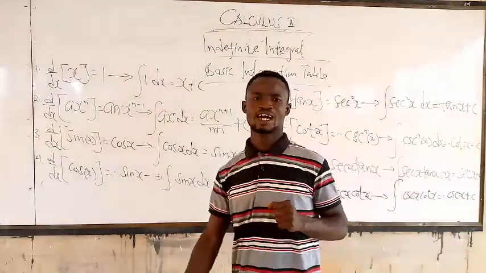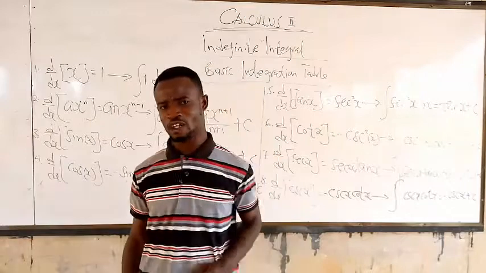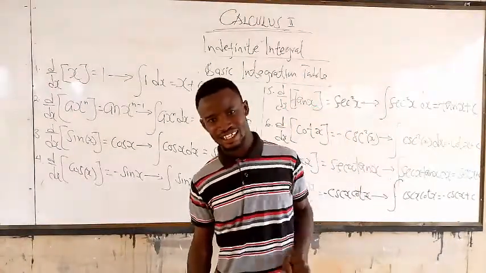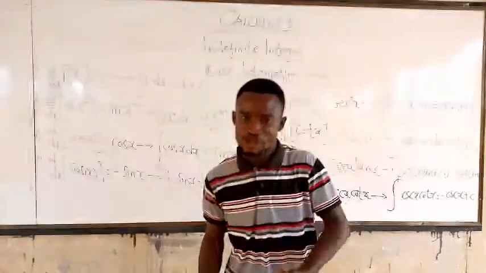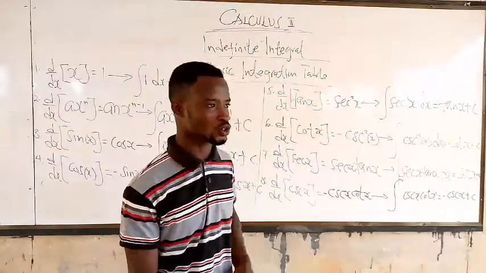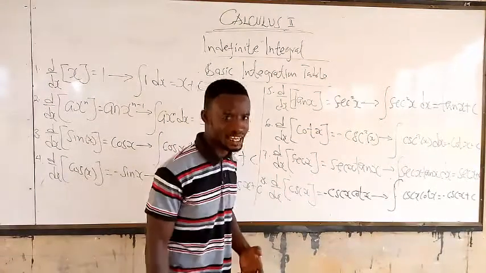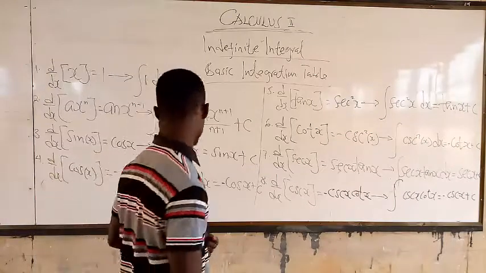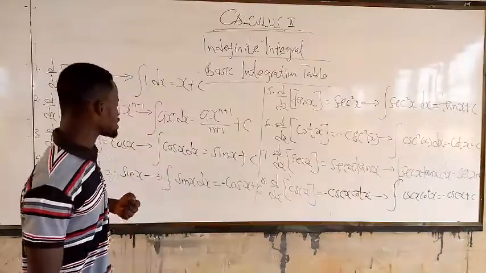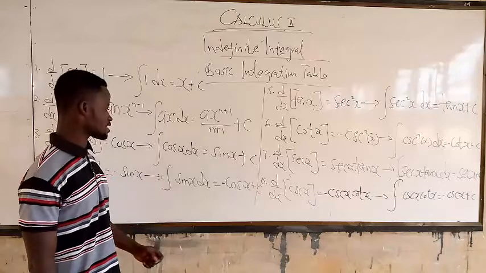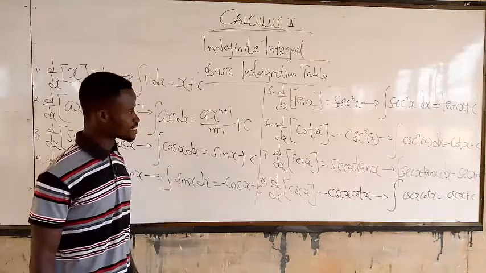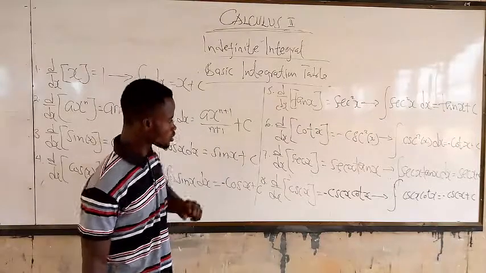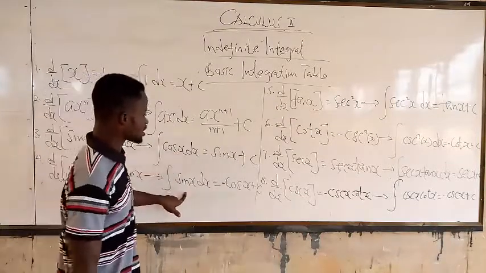Now, we have 6 trigonometric functions: cos, tan, sine, and their reciprocal identities, which are cosec, sec, and cot. Now you can see that we have been able to establish the integral of cos s, integral of sin s, integral of sec squared s.